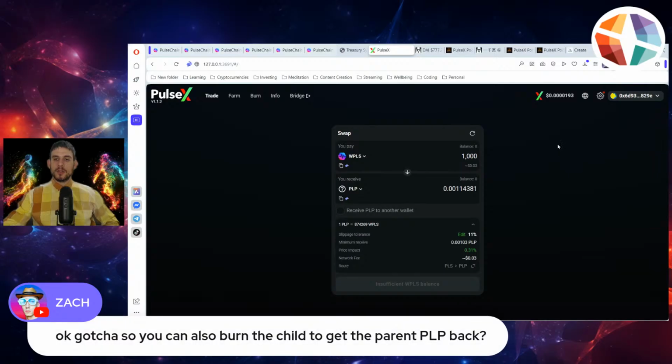Okay, gotcha. So you can also burn the child to get the parent PLP back. You would claim it back, Zach. So it's the same process. Basically, correct, but you claim it. So it's just different language. I've been calling it sacrifice. So you'll sacrifice the child to claim back the parent, in this case, the PLP token.